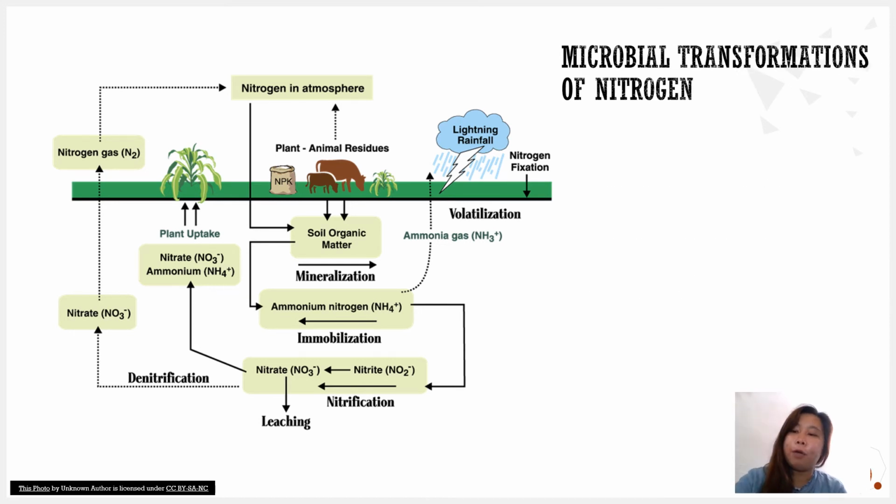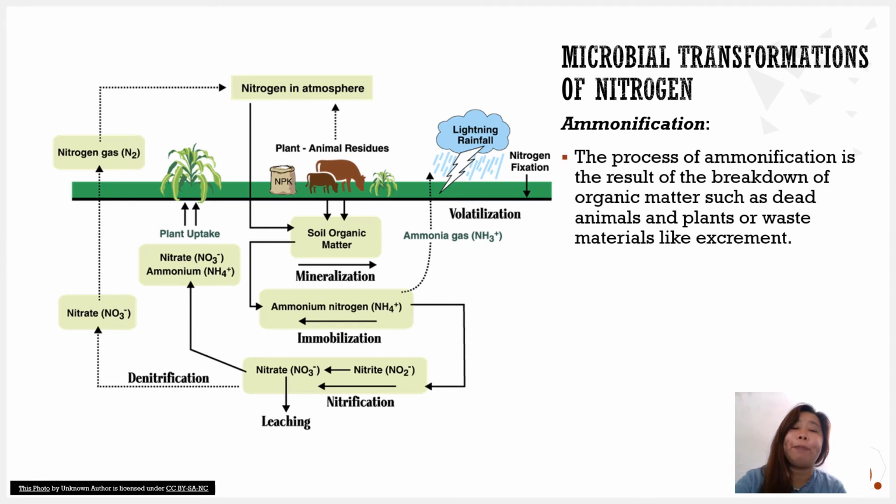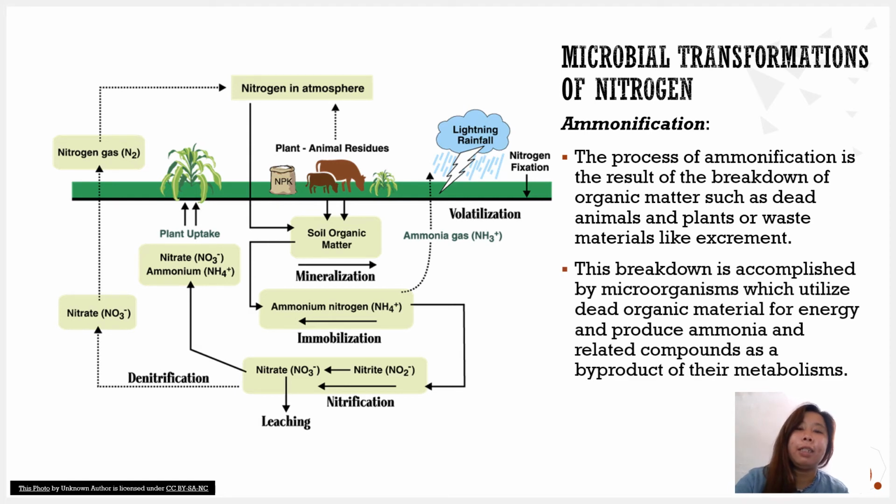We also have what we call ammonification. The process of ammonification is the result of the breakdown of organic matter such as dead animals and plants or waste materials like excrement. This breakdown is accomplished by microorganisms which utilize dead organic material for energy and then produce ammonia and related compounds as byproducts of their metabolism.